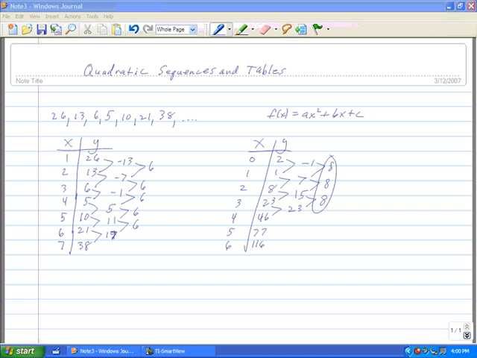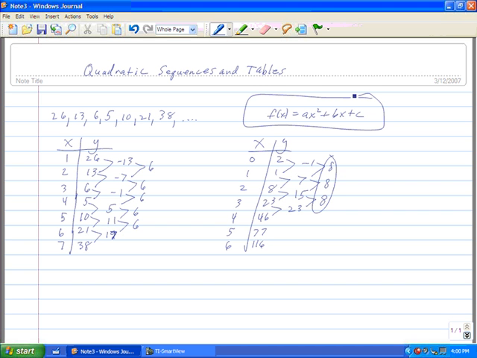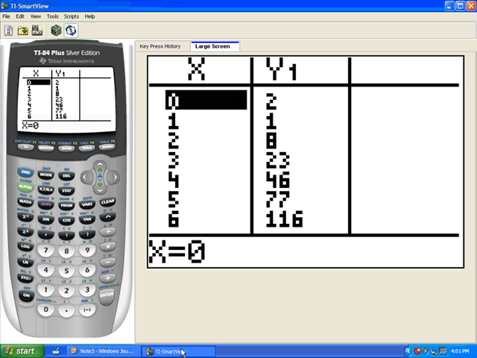Now that we know how to tell whether a sequence of numbers or a table of values can be modeled by a quadratic or not, let's see how you can go about finding the quadratic function, the quadratic equation, or the quadratic rule, whatever you want to call it, that gave you that list of numbers. One of the lists of numbers is already in the calculator. That's actually where I got this one from. I could just hit the y equal to see what the rule was, but we're going to find it. There are ways to do it by hand, but I really think the most sophisticated way is on the calculator.